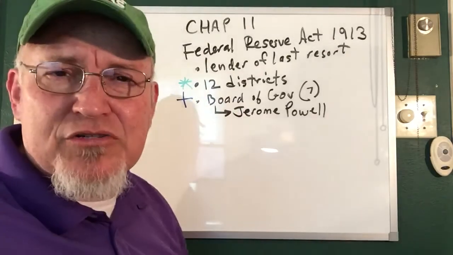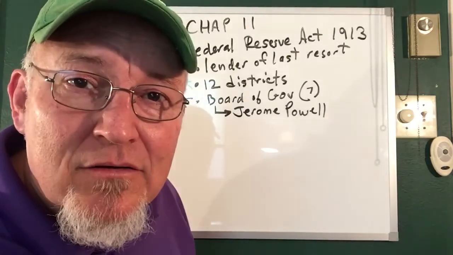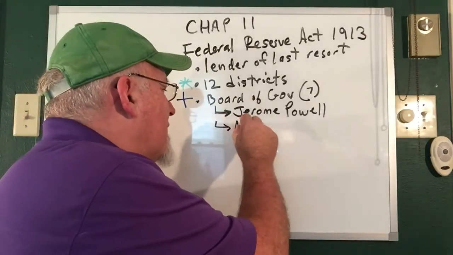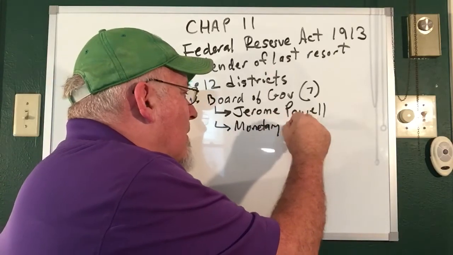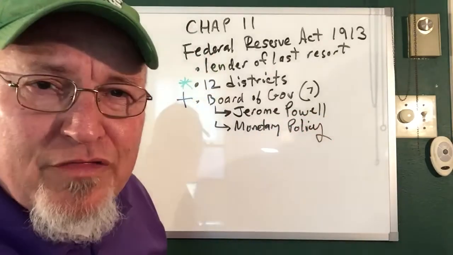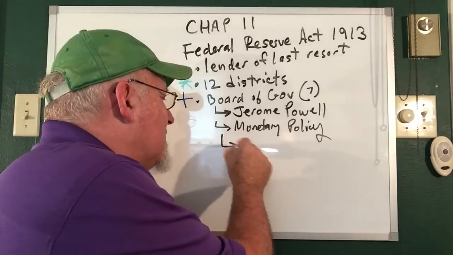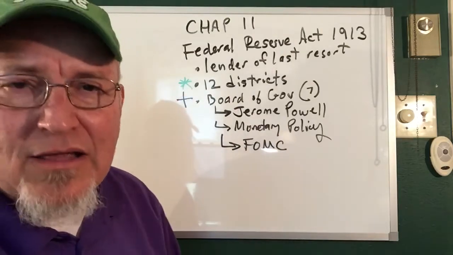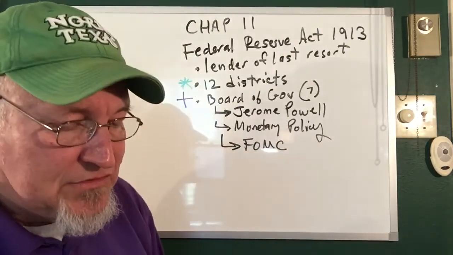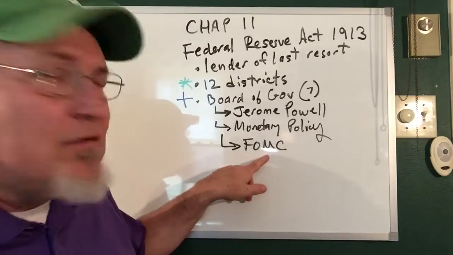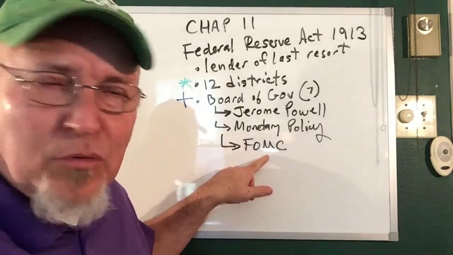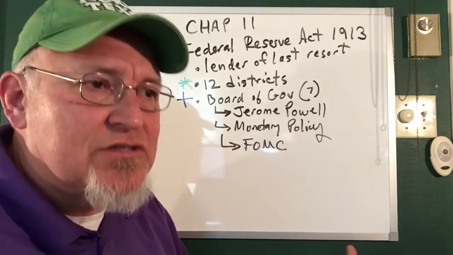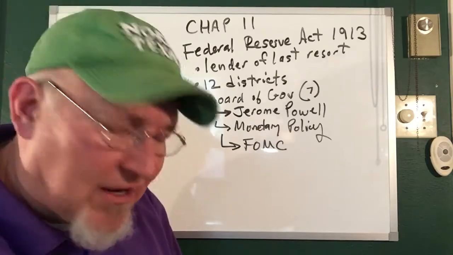So what does the Board of Governors do? The Board of Governors is primarily in charge of monetary policy, and they do that through an organization called the Federal Open Market Committee, the FOMC. And it is actually the Federal Open Market Committee, headed by the Board of Governors, that executes monetary policy, or changes in money supply or interest rates, to affect economic outcomes.